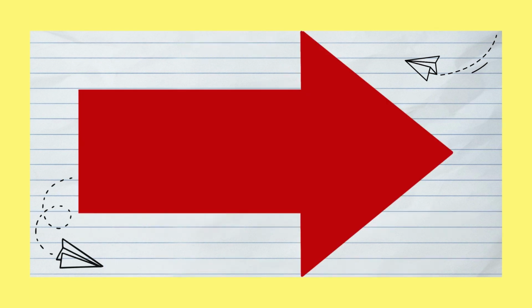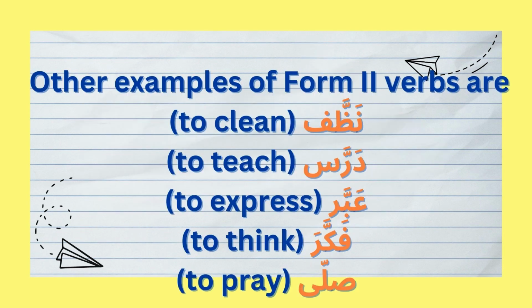Other examples of form two verbs are the following: نظف, to clean; درس, to teach; عبر, to express oneself; فكر, to think; صلى, to pray.